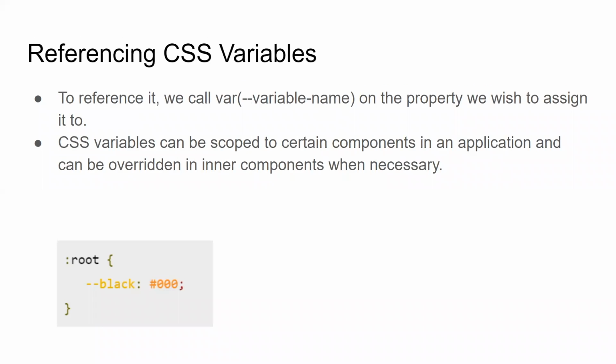So how do we reference a CSS variable? How do we actually use it? How can we assign the value inside the CSS variable to a property? To reference it, we will call it with this syntax: var, and within the parentheses we'll put the variable name, and that makes it very simple to use.